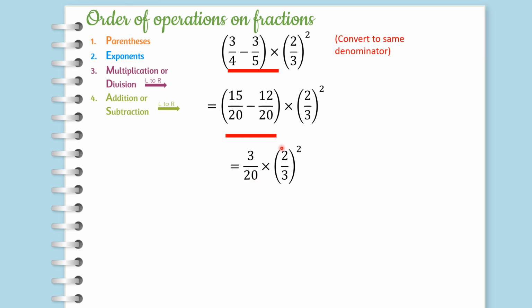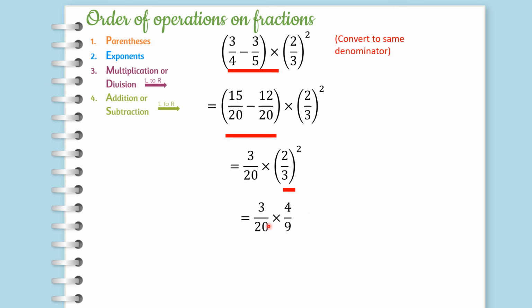Now I can move on to the second one, which is exponent. So 2 power 2 and 3 power 2. I find their answers. 2 power 2 is 4 and 3 power 2 is 9. I am copying the first one as it is.